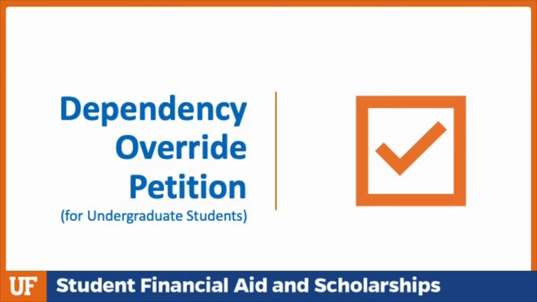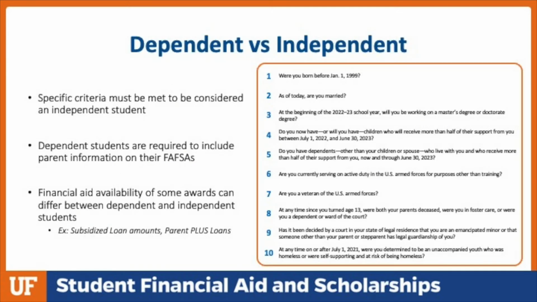The last petition we will discuss is the dependency override petition. And this petition is specifically for undergraduate students who the Department of Education considers as dependents. Let's first talk about what dependent versus independent students are. When completing the FAFSA application, it will ask a series of questions to determine dependency status. Some questions may include, are you married? Are you a graduate student? Are you a veteran? Are you 24 years old?